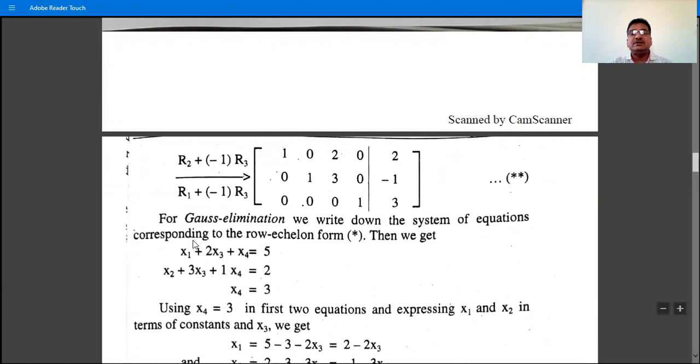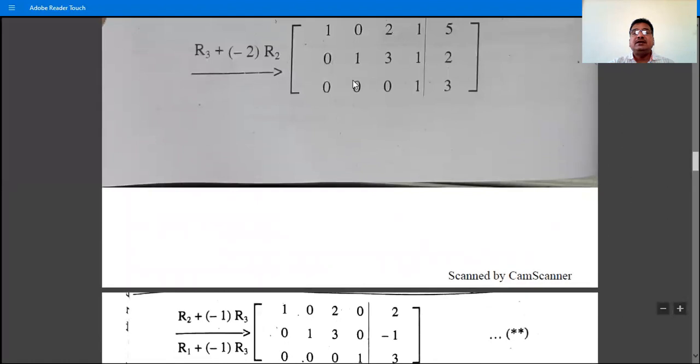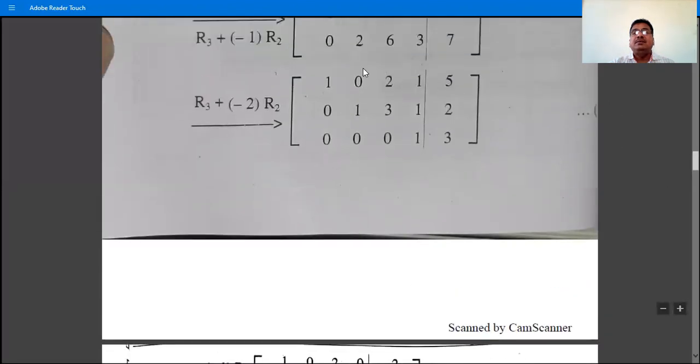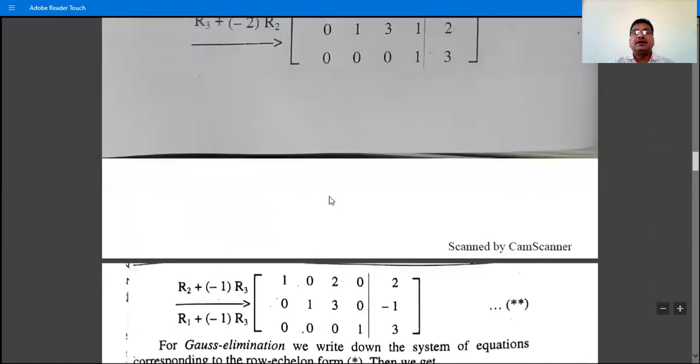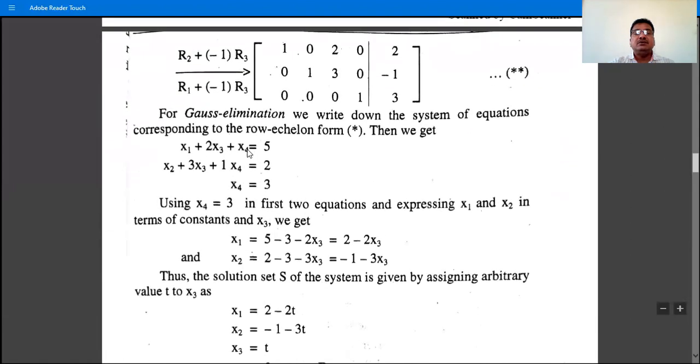Now we will solve the system by the Gauss elimination method, then use this echelon form matrix. So rewrite the equations. We have x1 plus 0x2 plus 2x3 plus x4 is equal to 5 as the first equation. Then the second equation, x1 into 0 becomes 0, x2 plus 3x3 plus x4 is equal to 2. And the last equation, this into x1, this into x2, this into x3 becomes 0, x4 is equal to 3. So if we observe this system after rewriting the equations, there are 3 equations and 4 unknowns. So we have to assign one unknown.